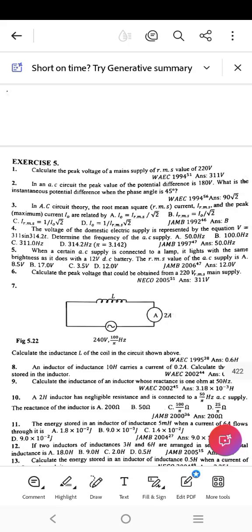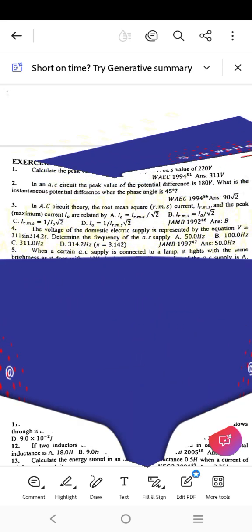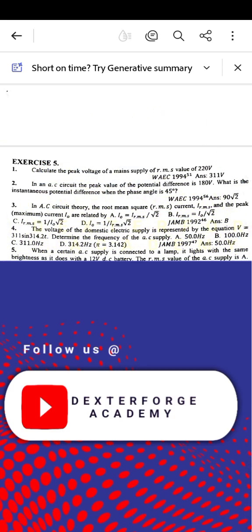It says the voltage of the domestic supply is represented by the equation V = 311 sin(314.2 t). Determine the frequency of the AC supply.